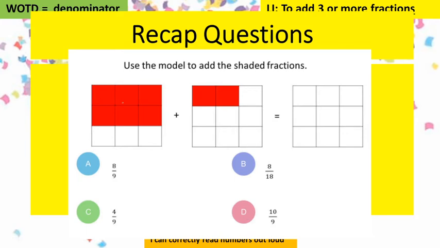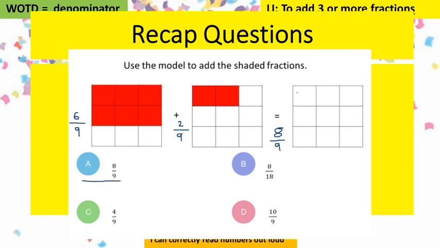Okay, so first of all, we need to work out what these fractions are. So we can see we have 1, 2, 3, 4, 5, 6, 7, 8, 9 parts in total. So that's our denominator. And we have 6 parts shaded. So we have 6/9 here. And the same number of parts, we have 9 total, and we have 2 parts shaded. So we are adding these fractions. The denominator stays the same when you're adding. 6 plus 2 is 8. 8/9, so you should have got A as your answer.